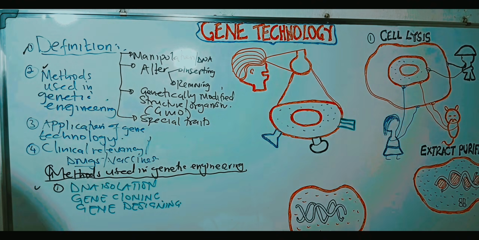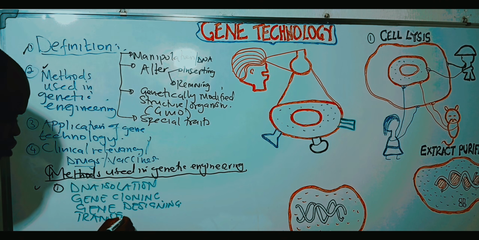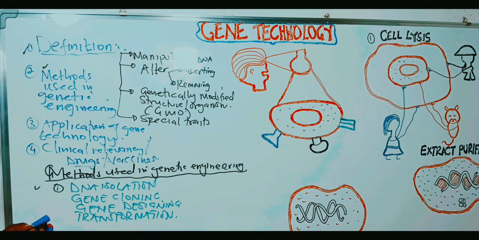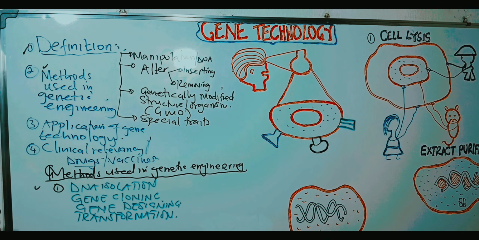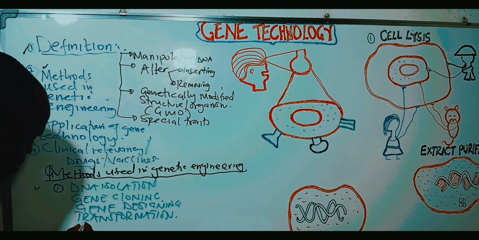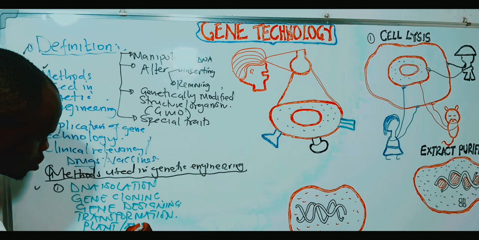Then after designing, we shall be able to do what we call the transformation of the gene. Transformation. Then the last thing we're going to do is use it for breeding. Can I say plant or animal breeding?